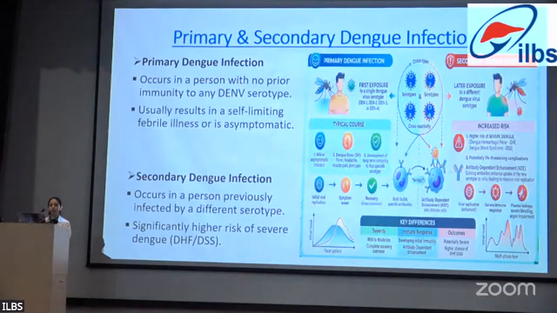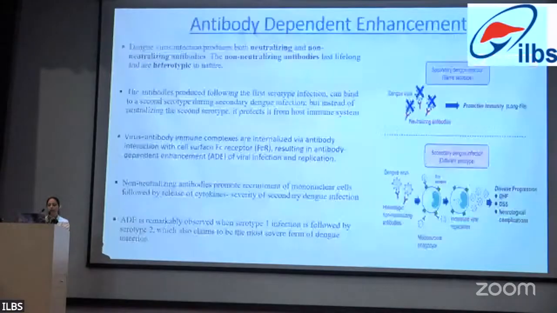It usually results in a self-limiting febrile illness or is asymptomatic. Secondary dengue infection is defined as dengue occurring in a patient previously infected by a different serotype, and there is significantly higher risk of severe dengue due to the antibody-dependent enhancement, in which the dengue virus produces both neutralizing and non-neutralizing antibodies.